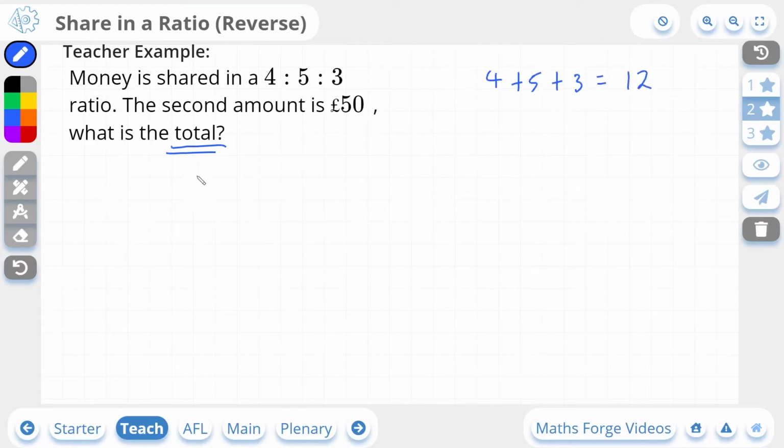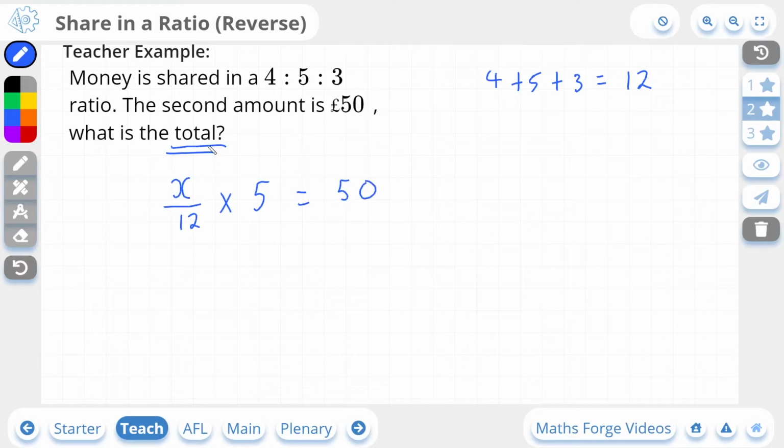We then take the total amount which we're looking for. We don't know what it is. Let's call it x. And we divide it by this 12 here. And then we can multiply this value here onto each part of the ratio to find out each corresponding amount. But in this case, they've told us that the second amount is £50. So if I take this total value divided by 12 and multiply it onto the second number in the ratio, which is 5, we end up with £50.